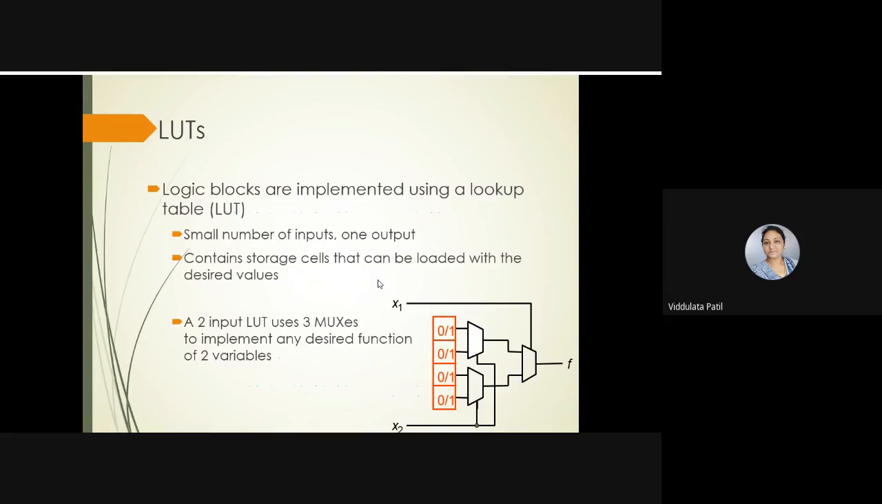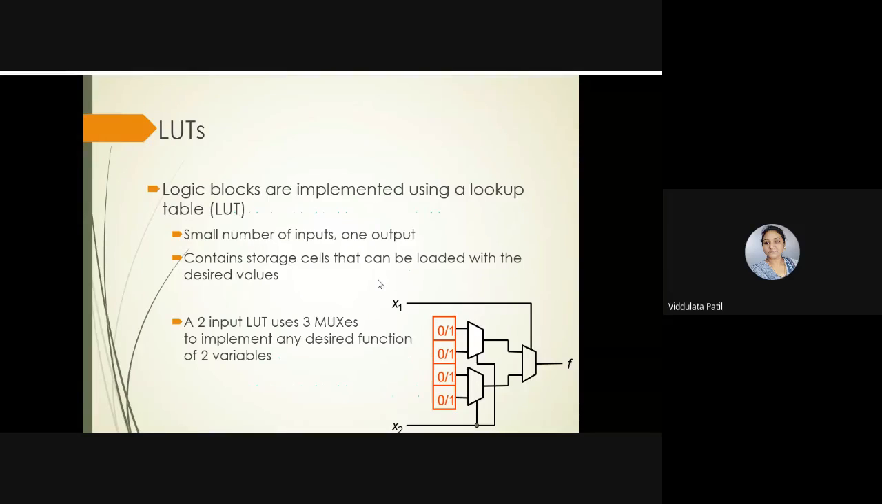Now, when we are going for the lookup tables, actually logic blocks in an FPGA, we have lookup tables which are used to implement the logic block. Now, what are these lookup tables? They are formed using multiplexers. Smaller number of inputs are there for each lookup table, and only one output. It contains storage cells that can be loaded with the desired value.